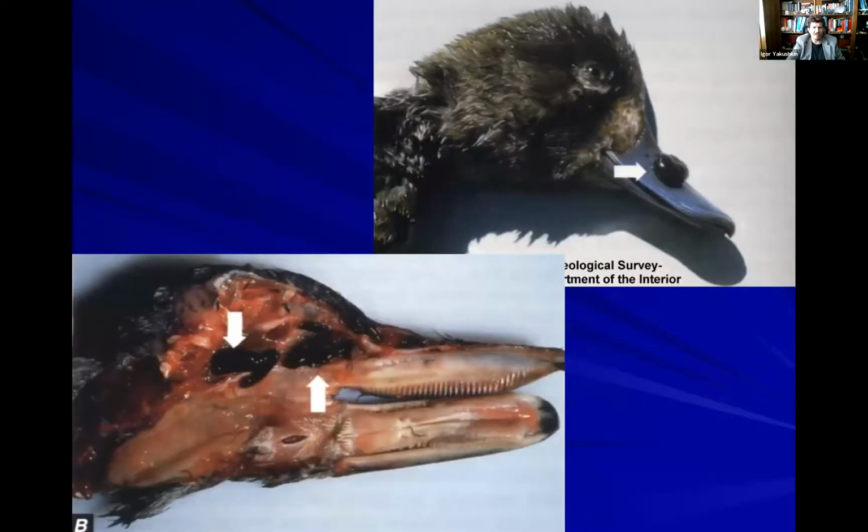So here we go. In some cases, it might kill the host. In this particular case, several leeches ended up in the nasal cavities of that particular duck. Whenever they fed up, they basically closed up the nasal cavity and the bird suffocated. Yes, very sad.